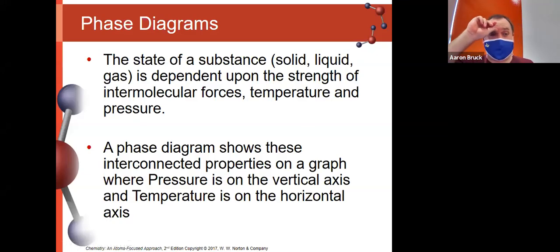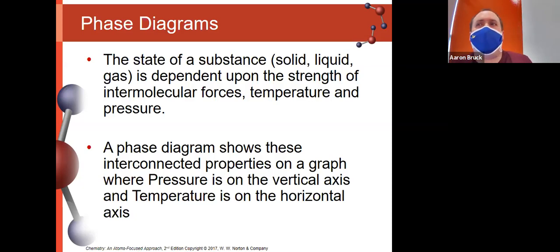The first part of our discussion today is that of phase diagrams. And with phase diagrams, what we're putting together are some of the concepts that we saw previously. Boiling point, temperature, pressure. And now we're putting them into a graphical form. What a phase diagram does is it shows us the present state of any substance in terms of, is it a solid, liquid, or gas, based upon the pressure and the temperature conditions that that substance is being subjected to.